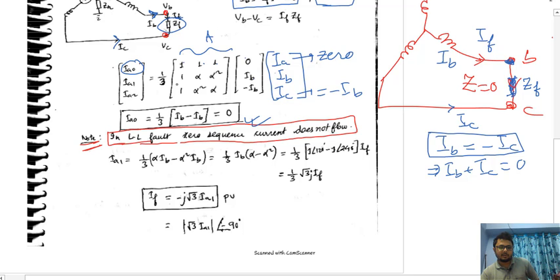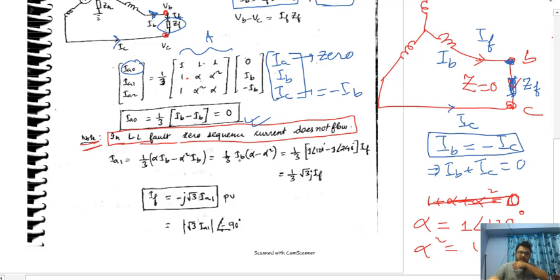Positive sequence, IA1 equal to 1 by 3 times of 1 into 0 plus alpha into IB plus alpha square into minus IB. So 1 into 0 is 0, 1 by 3 alpha into IB minus alpha square of IB. If you simplify this, take alpha common, IB common, then alpha minus alpha square. We know 1 plus alpha plus alpha square equal to 0. So what we need actually, alpha minus alpha square equal to what? We know alpha equal to 1 angle 120 degree and alpha square equal to 1 angle 240 degree, isn't it?